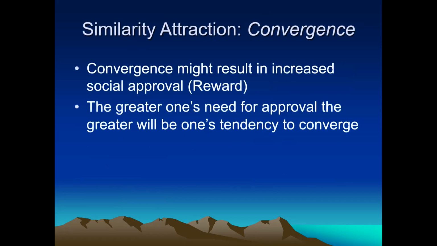Continuing with convergence, convergence might result in increased social approval. So remember, we said that with the busboy, the increased social approval, the reward would be greater tips, right? Or even if you think about the Oliver clip that we looked at when we were looking at communicative competence, the reward would have been to be served in a timely manner at the restaurant. So people are converging because they foresee or imagine or desire some type of reward from the target group, right? So convergence might result in increased social approval, and that might be manifested in different ways, as with the examples I stated. The greater one's need for approval, the greater will one want to converge, right?